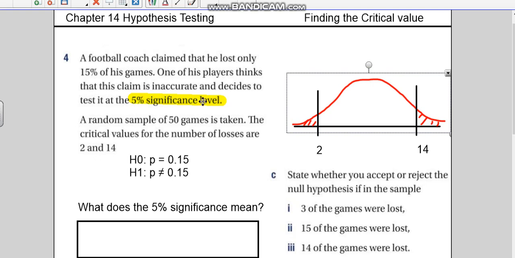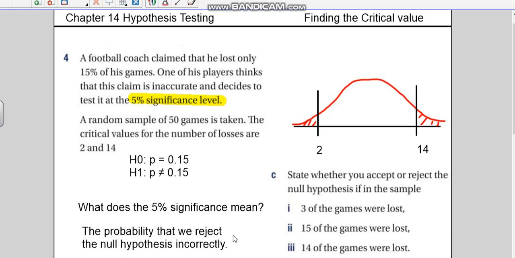The first thing we've got here is this 5% significance. So what does the 5% significance mean? 5% significance means it's the probability we reject the null hypothesis incorrectly. We've decided that if an answer comes in this region here or this region here, so 2 or less or 14 or more, we would say the null hypothesis isn't true and we'd reject the null hypothesis. But we need to be aware that actually it is possible under this null hypothesis to get values here and here. It's just very unlikely. So 5% is the probability that we reject the null hypothesis incorrectly.